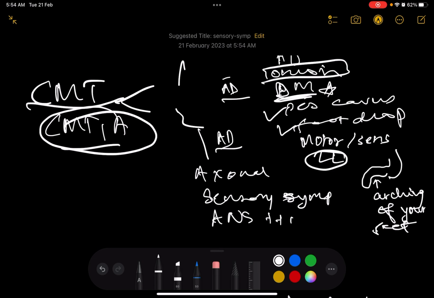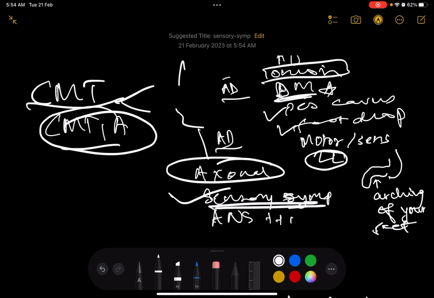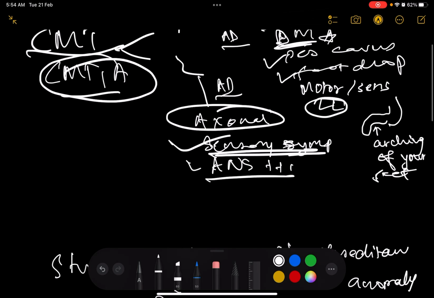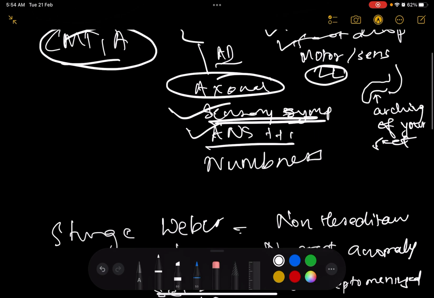What about CMT2? CMT2 is also called hereditary sensory autonomic neuropathy, and it is associated with axonal neuropathy. So it involves the sensory part more. It also has certain autonomic manifestations. It has numbness, but it's very much less common compared to CMT1. So that's why we remember CMT as "can't move toes" disease, and it's a demyelinating disease.